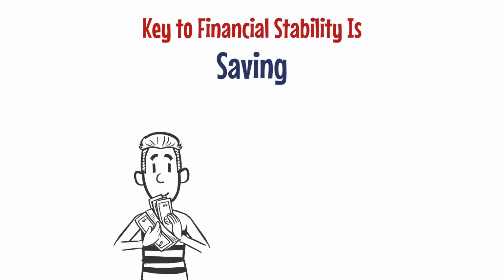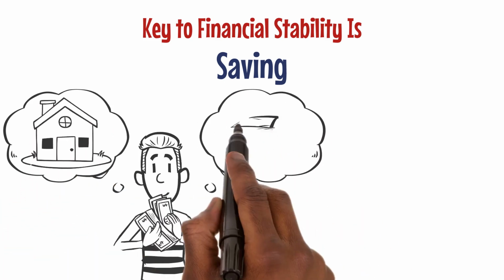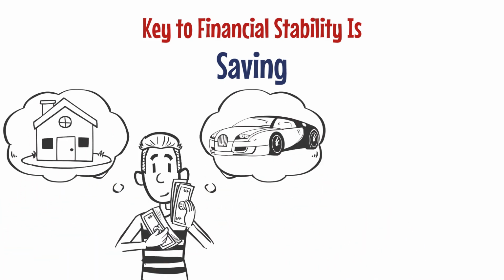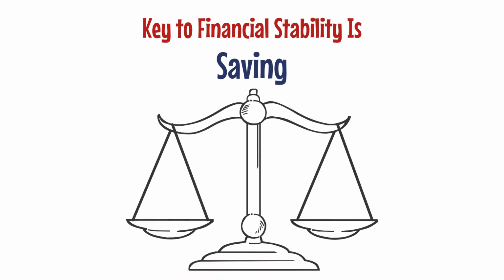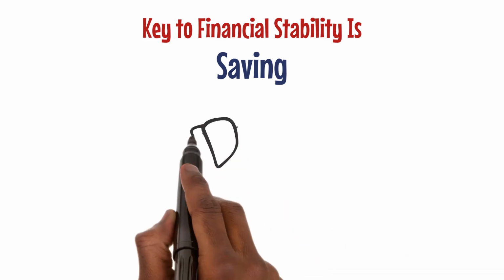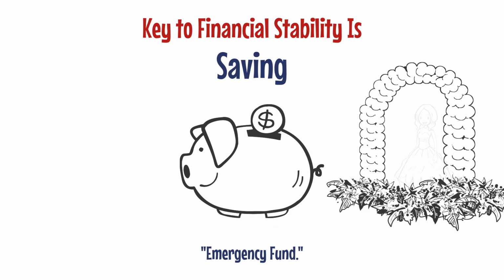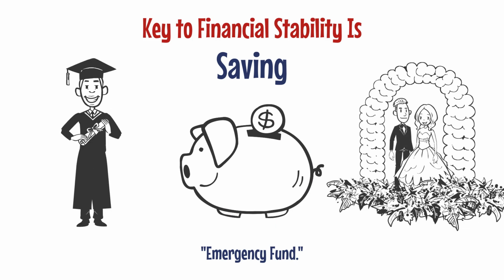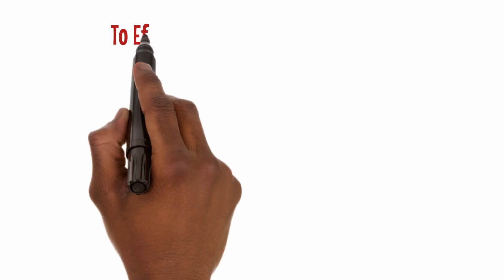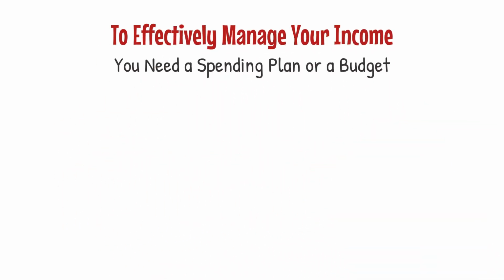Saving is like setting aside money for future needs, emergencies, or even those luxury items you desire. It's your family's safety net. In other words, you should aim to save some money for the future. This money can be a safety net for medical bills or unexpected expenses, and even for big events like weddings or higher education.